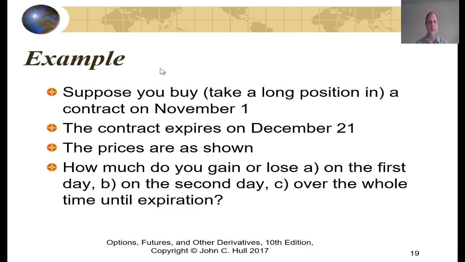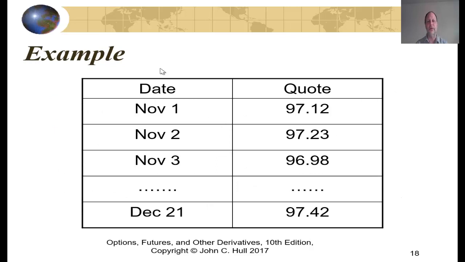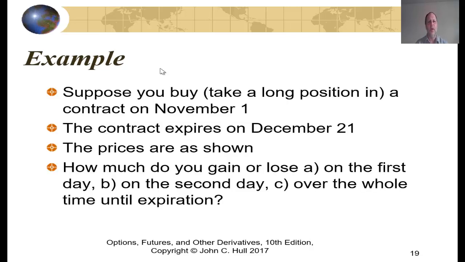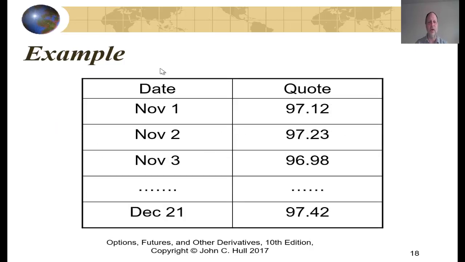So for example, suppose you take a long position in a contract on November 1st, the contract expires on December 21st, and the prices are as shown on the previous slide. So on November 1st, it was 97.12. And we could ask questions, how much do you gain or lose, on the first day, on the second day, over the whole time until expiration of the contract, until it is at 97.42.